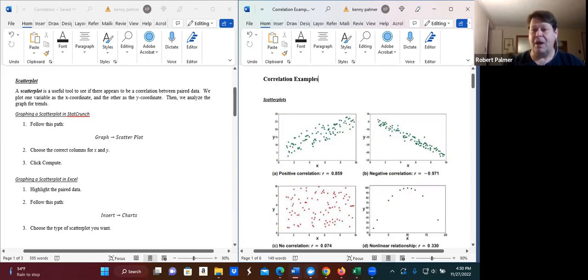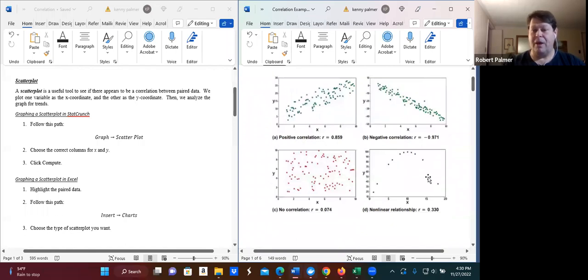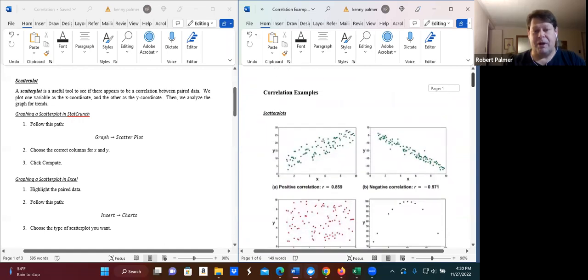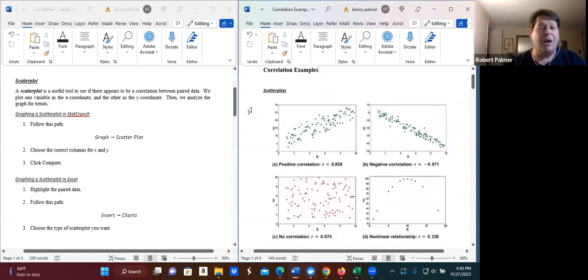And then finally, let's look at this fourth one in the lower right corner. Here, there's definitely a trend. It looks like a parabola, but that's not a linear relationship. So we're going to focus mostly on linear relationships today, although there can be other kinds of relationships. So clearly, it appears to be a relationship, but it's not linear. And we're going to focus on linear correlation today. Also, we'll talk about how you can do a scatter plot in both StatCrunch and in Excel.